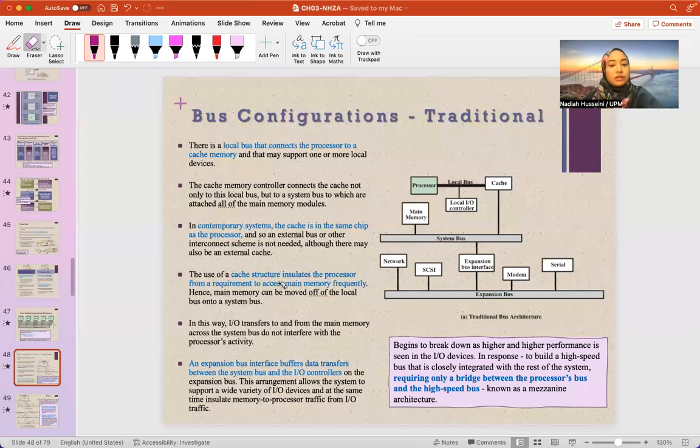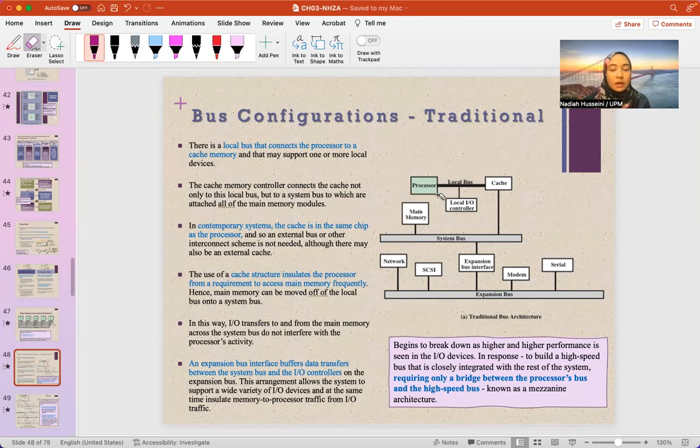The use of the cache structure insulates the processor from a requirement to access main memory frequently. So whenever it has to access memory, it doesn't necessarily have to go through the system bus. It can access through the cache. The cache handles this arrangement. Why? Because in this way, the IO transfers to and from the main memory can be moved off the local bus onto the system bus.